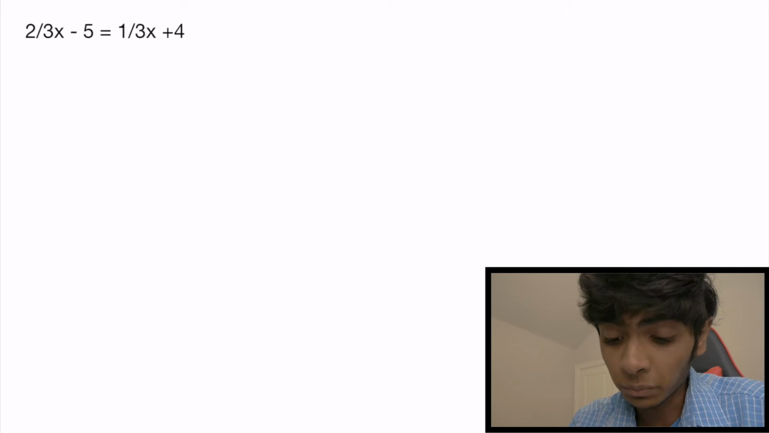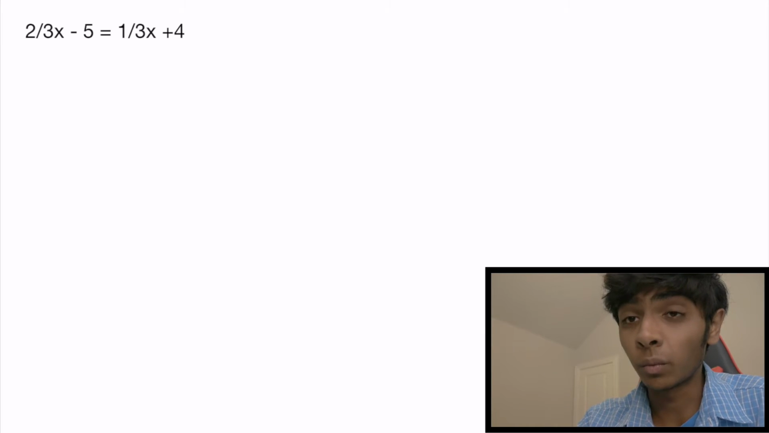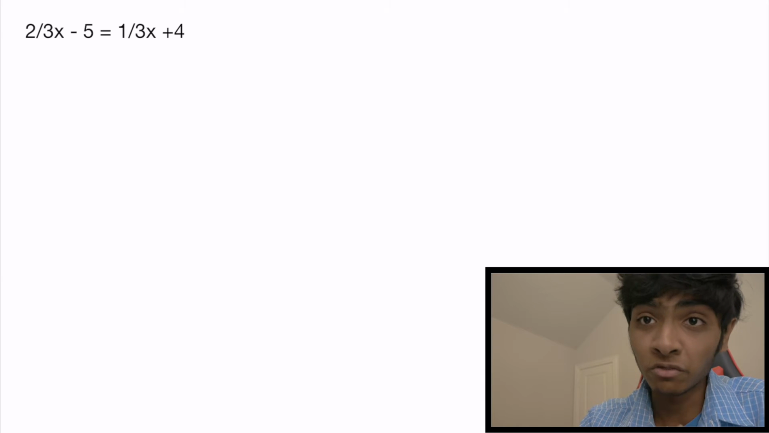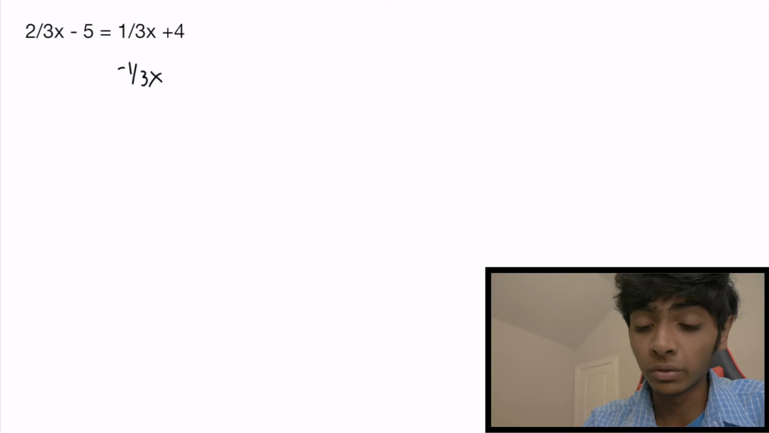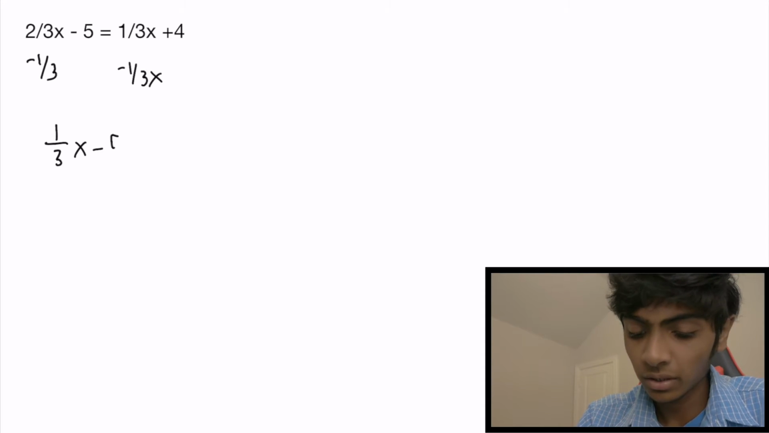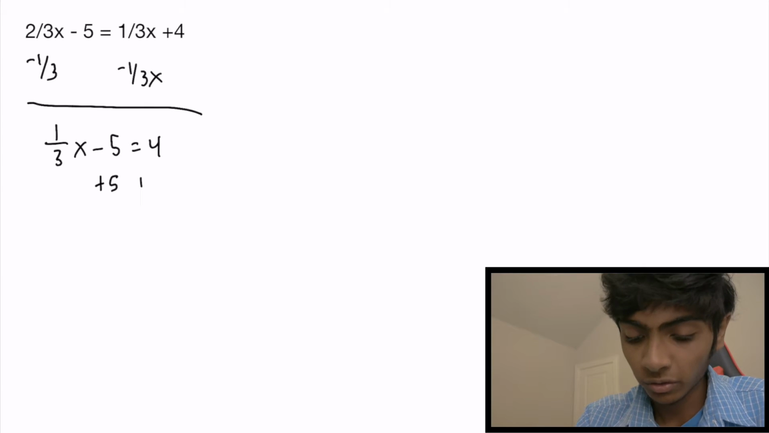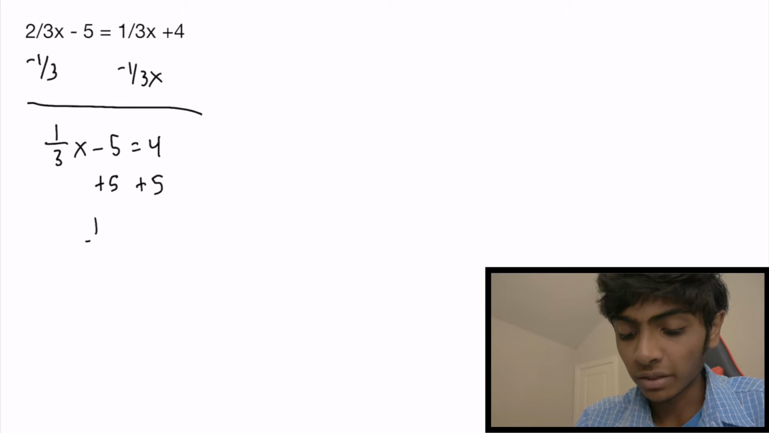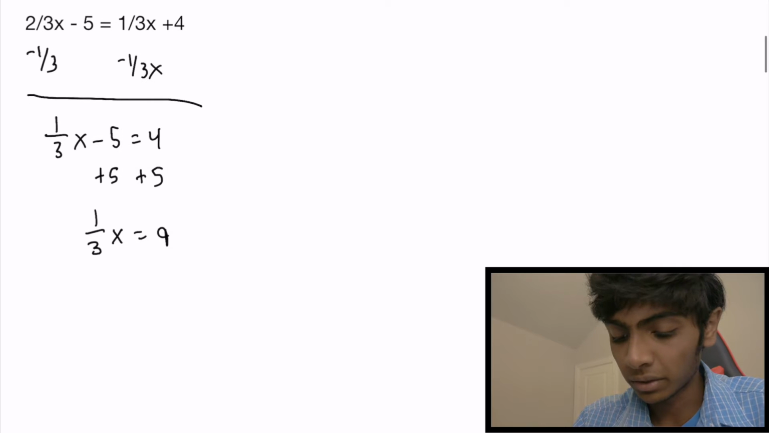Alright, now let's go on to number 2. Number 2 is stating that 2/3 x minus 5 is equal to 1/3 x plus 4, and they're asking us to solve for x. This is going to use the same steps that we used for the previous question. First, remember, we have to get all the x terms on one side of the equation. To do this, we'll just subtract 1/3 x from both sides, and we get 1/3 x minus 5 equals 4. Now I'll just add the 5 to get the x by itself, and I get 1/3 x equals 9.